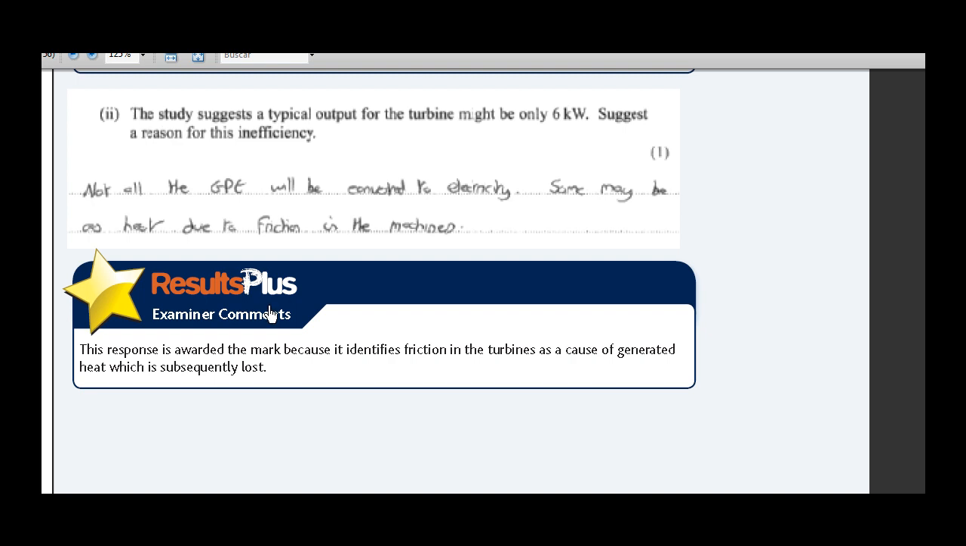So look at this, it says not all of the gravitational potential will be converted to electricity. Some may be lost, or some may be used as heat due to friction in the machines, for example. And this gets the mark because it says the cause of the generated heat. As simple as that. It's not more fancy English than the other one, it's just more properly explained.